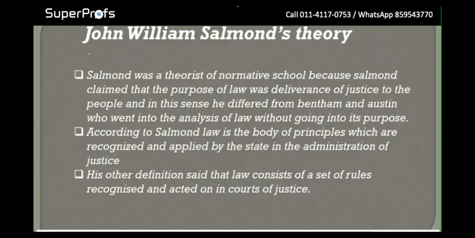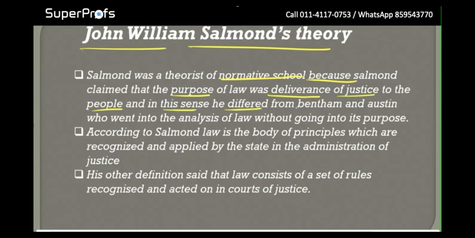Now, next we come to John William Salmond's theory. Salmond was a theorist of the normative school because Salmond claimed that the purpose of law was deliverance of justice to the people, and in this sense he differed from Bentham and Austin, who went into the analysis of law without going into its purpose. So here we mainly study what is the purpose of law according to John William Salmond.